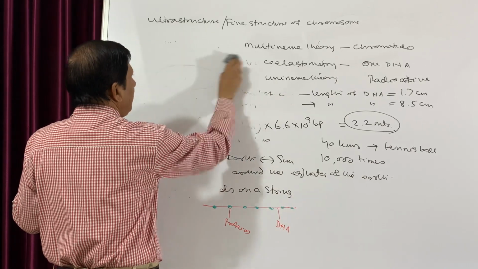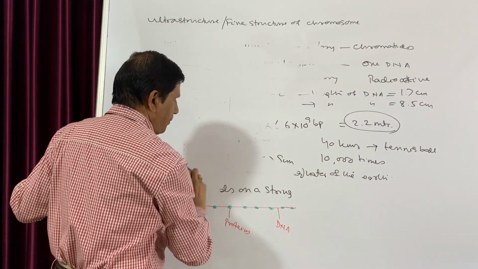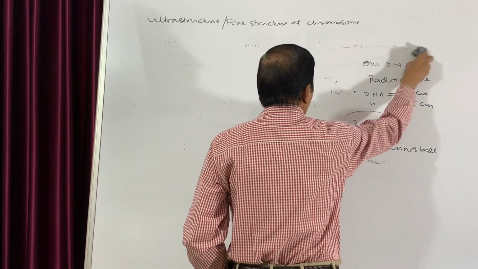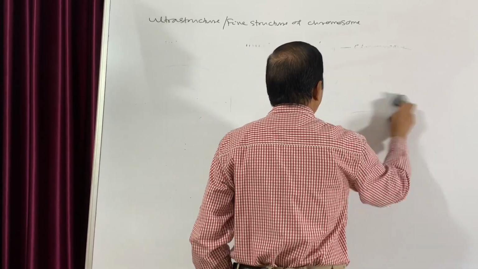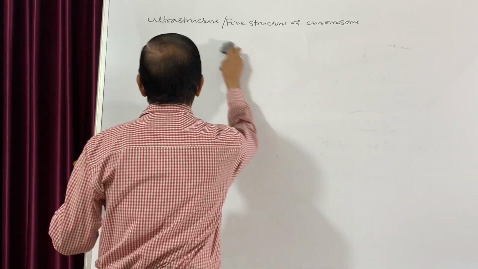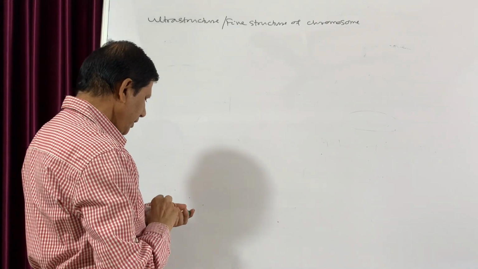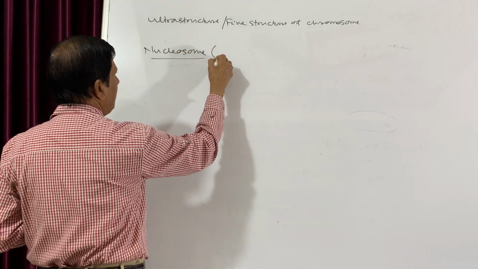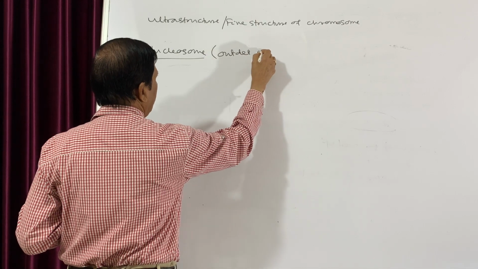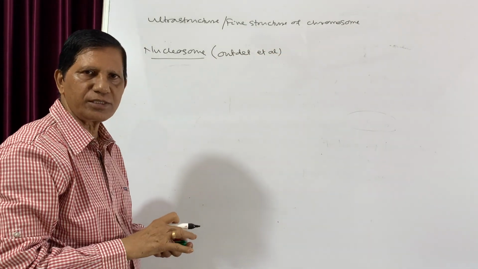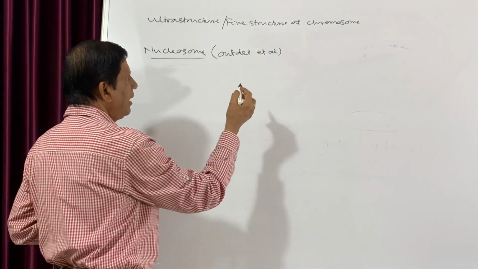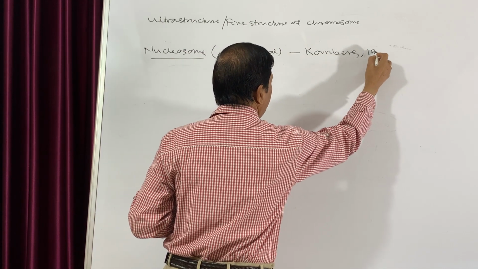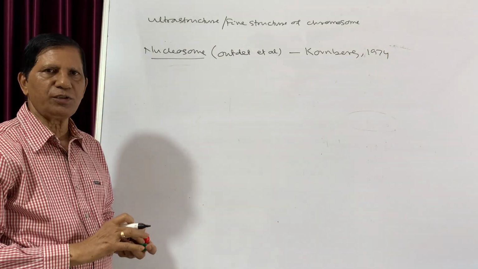The structure of the nucleosome was first studied by Kornberg in 1974, and the name was given by Olins et al., or co-workers, we can say. When more than two scientists work together, then we write et al. So the name nucleosome was given by Olins et al., and it was discovered by Kornberg in 1974. So what is the structure of this nucleosome?